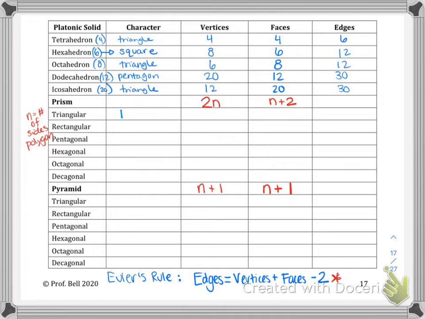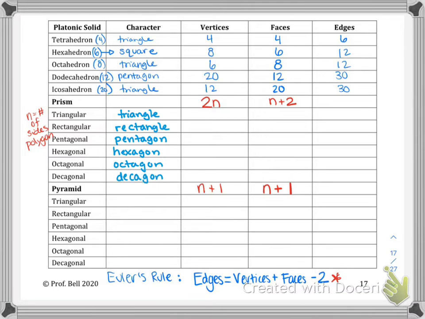So we're going to start with the character, so it's going to help us with our n. So when we're looking at something that is triangular, then that has a triangle as the character. Rectangular has a rectangle. Pentagonal has a pentagon. Hexagonal has a hexagon. Octagonal has an octagon. And decagonal has a decagon. Oops. Spell it right.